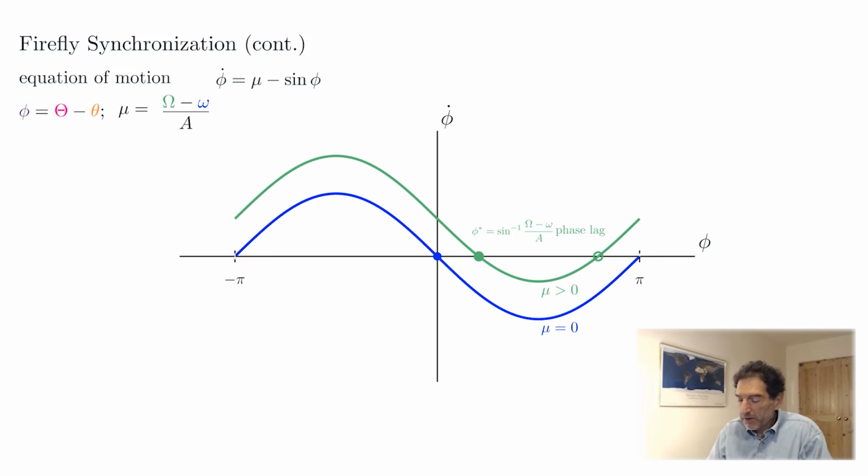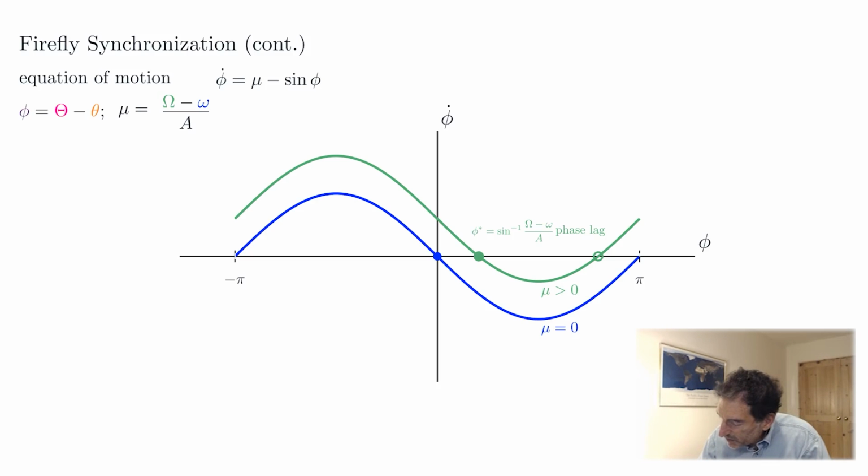So in this particular case, when mu is positive, that means that the speed of the swarm is faster than the natural speed of the firefly itself. So the firefly is always trying to catch up. And because it's trying to catch up, the manifestation of that in this model is that it lags behind in phase compared to the swarm itself.